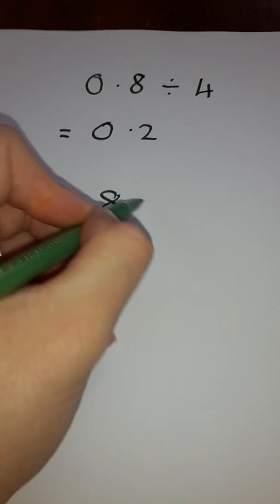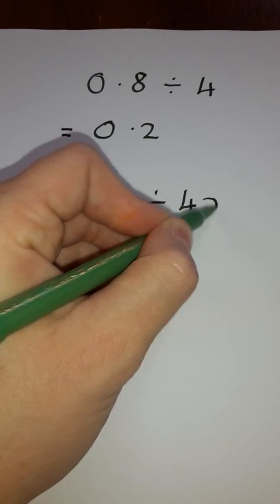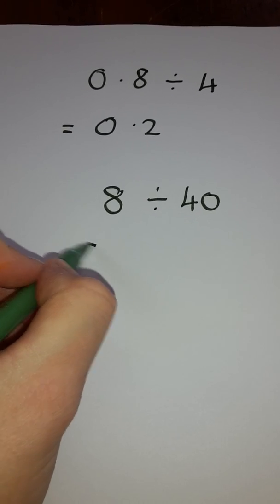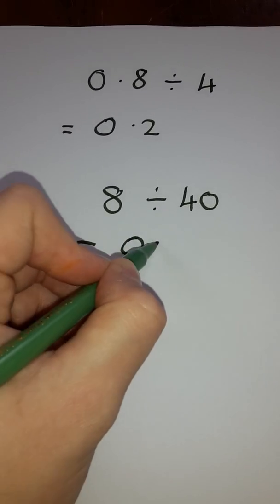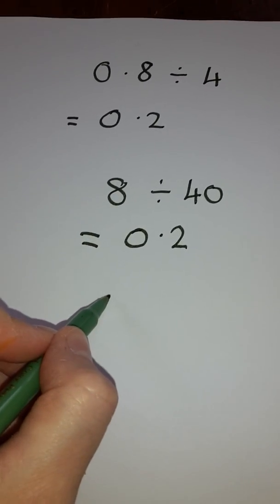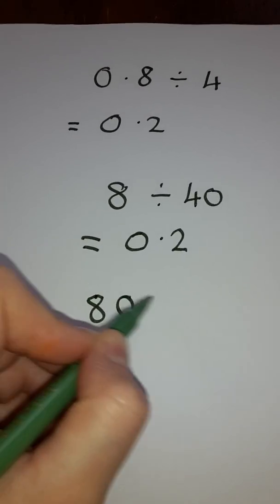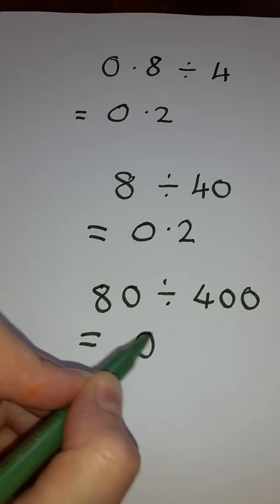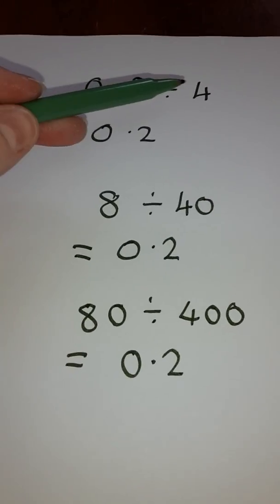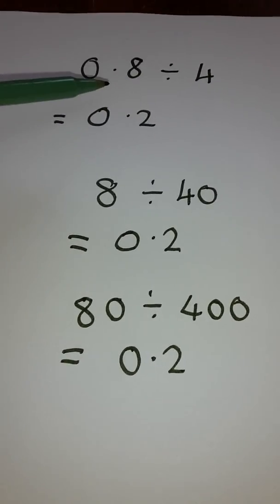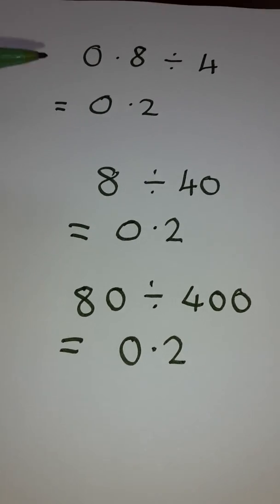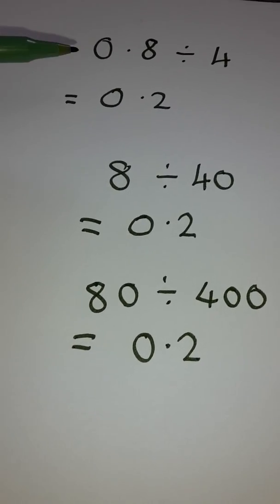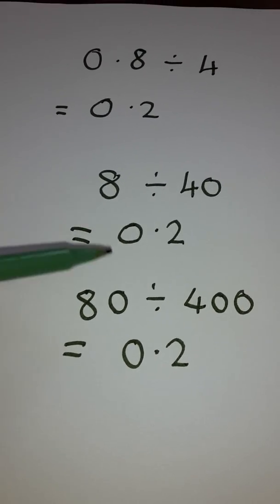Then if we did 8 divided by 40, so we're timesing all of the numbers by 10, we'd still end up with 0.2. If I divided 80 by 400, I'd still end up with 0.2. As long as you manipulate both numbers in exactly the same way, they stay in the same proportion or the same ratio, so the answer will always be the same.